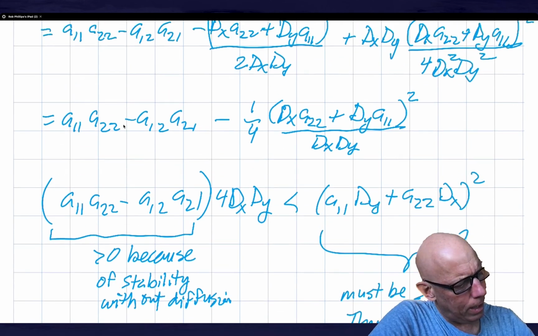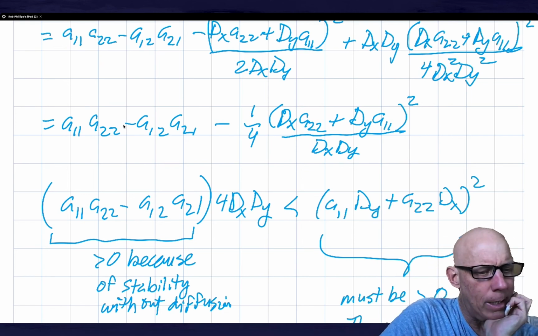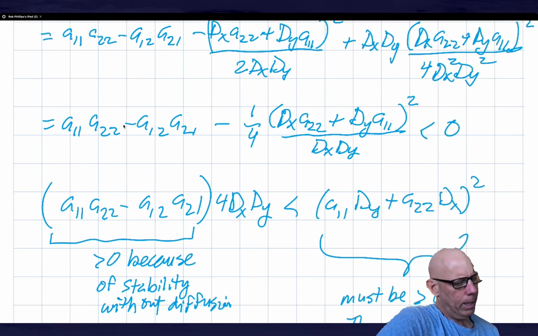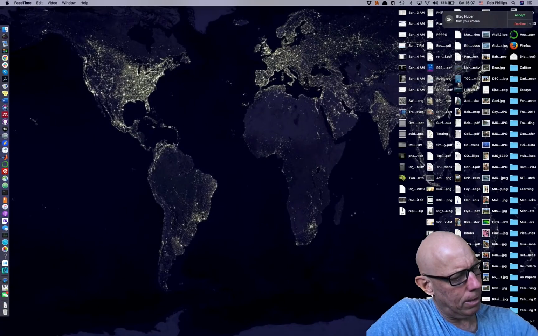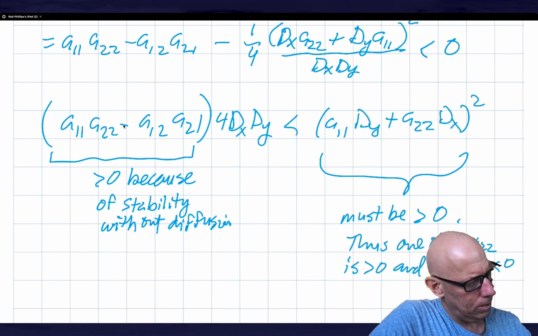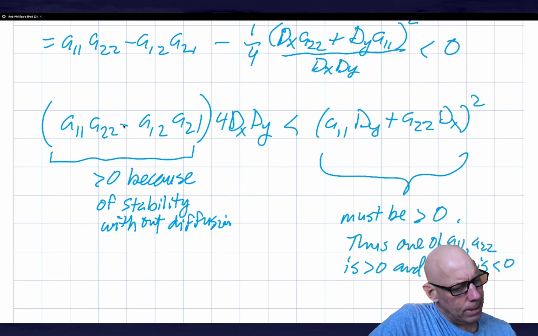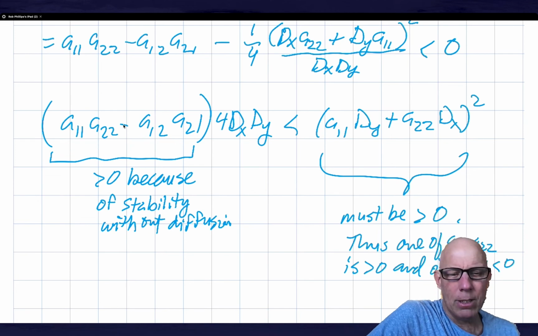So I know that I want the determinant to be negative. So this thing is less than 0, and that implies this line. Oh, man. Shoot. So that implies this line. And what I say on the left is that I know this already is greater than 0 because of stability without diffusion.